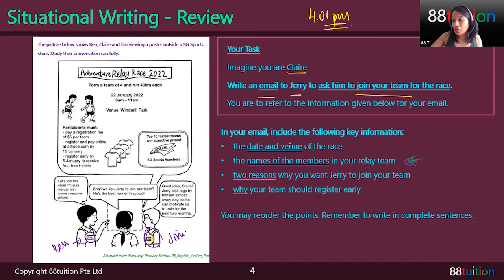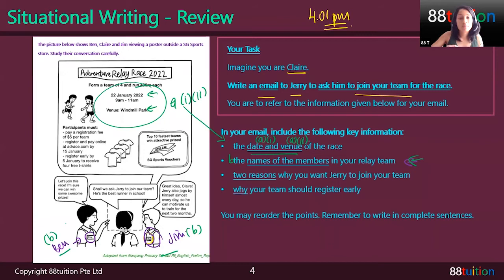Okay, so remember you need to include the date and venue of the race, okay, which is all here. Okay, I would say that this is point A, right? Okay, this is how I'm going to label it, and I would encourage you to do the same. You label your bullet points A, B, C, D. If there's an E, you label an E. So date will be A1, right? And this will be A2, correct? So you have A, basically 1 and 2 here. Okay, date and location. Okay, names of the members of your relay team, right? You have B, which is Jim and Ben.